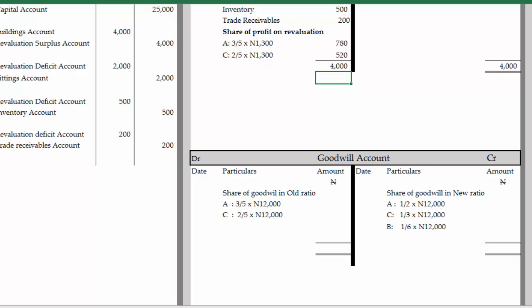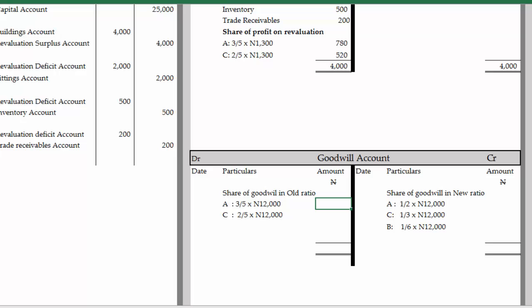Firstly, the goodwill from the question is 12,000. This goodwill, as it is now, belongs to the old partners, that is A and C. Therefore, it will be shared in their old profit sharing ratio. Since goodwill is an asset, we will debit the goodwill account and we will credit the partners' capital accounts to increase their capital with their share of goodwill. That is it. So let's do that.